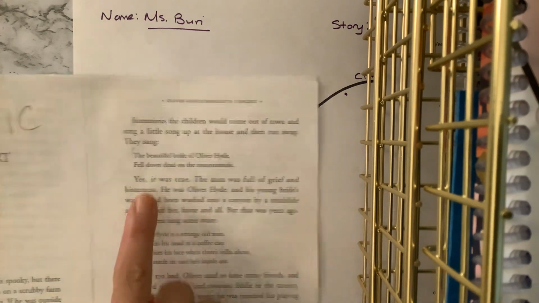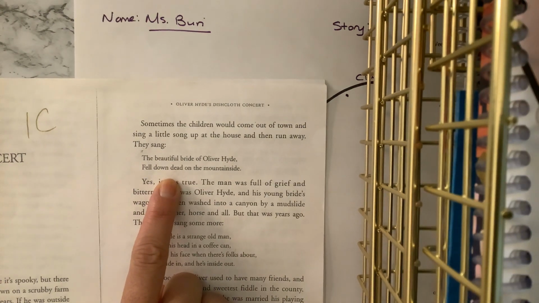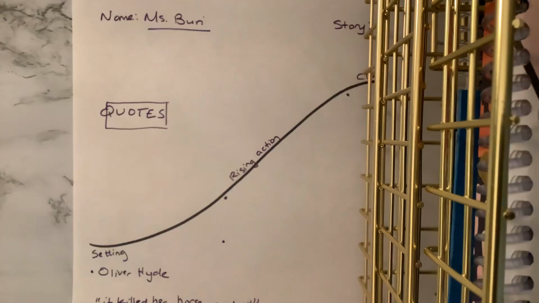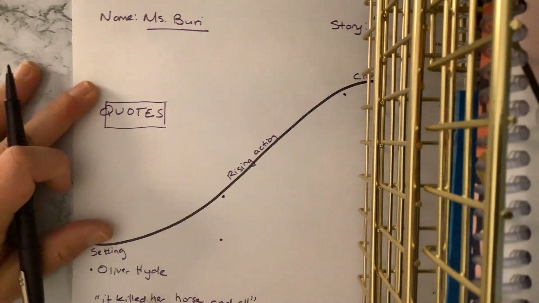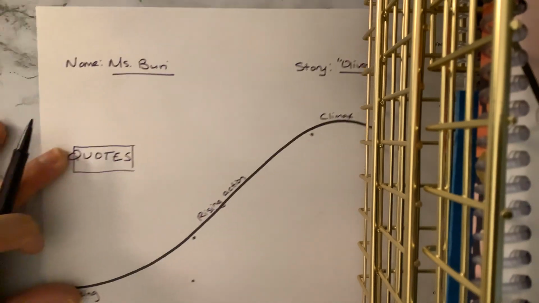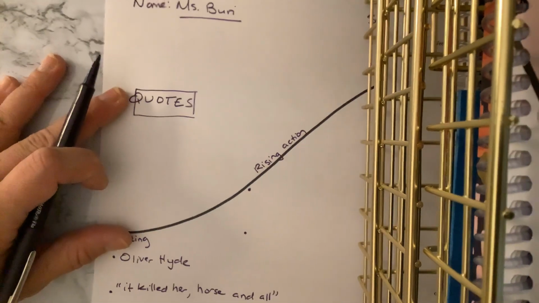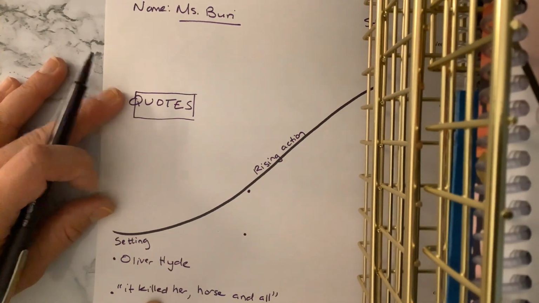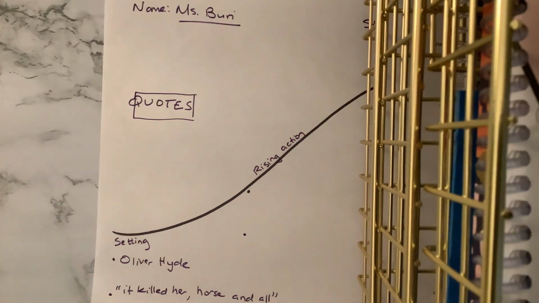The quote from the rhyme that the kids sang would be another one: "The beautiful bride of Oliver Hyde fell down dead on the mountainside." I think that's a really important piece of background information. Now, you might have picked something other than those two things. But it should be pretty early in the story if we're picking setting information.